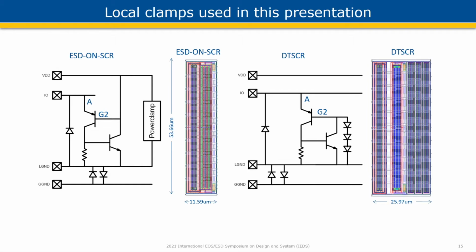In both cases, the clamp device is a silicon-controlled rectifier. The diode-triggered silicon-controlled rectifier, or DT-SCR for short, is triggered once the chain of diodes at the G2 node is forward biased. The ESD on SCR clamp is triggered once the I/O voltage level is a forward diode drop higher than the supply voltage.